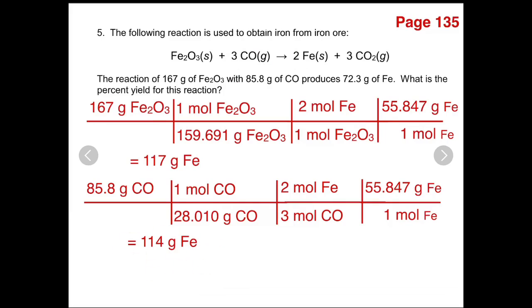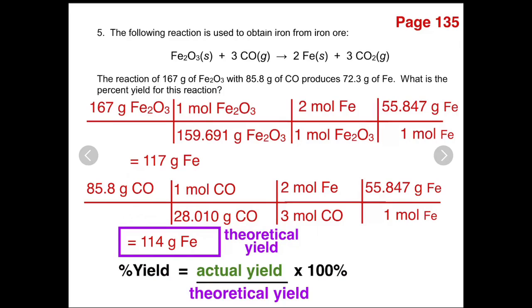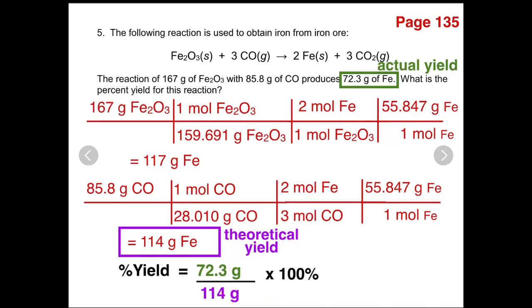Okay, so again, what number should be the theoretical value? Should we add them together, or should we choose the big number, or the lowest number? The answer again would be the lowest number. The lowest number from the calculation would be your theoretical yield, because you have a limited amount of carbon monoxide to make that much. You can make only this much. Therefore, in this case, all you need to do is plug in 114 grams as the theoretical yield and 72.3 grams as the actual yield. Divide and multiply by 100, and you are going to get 63.4% for this problem.